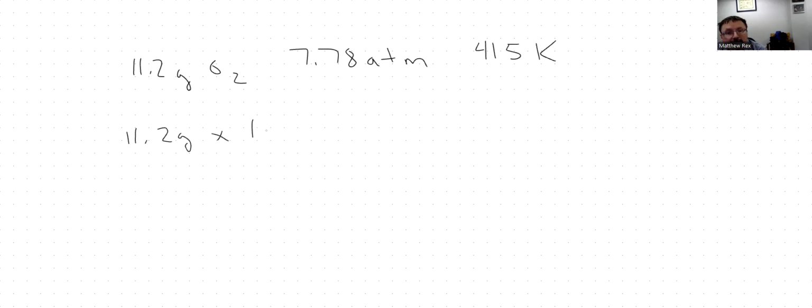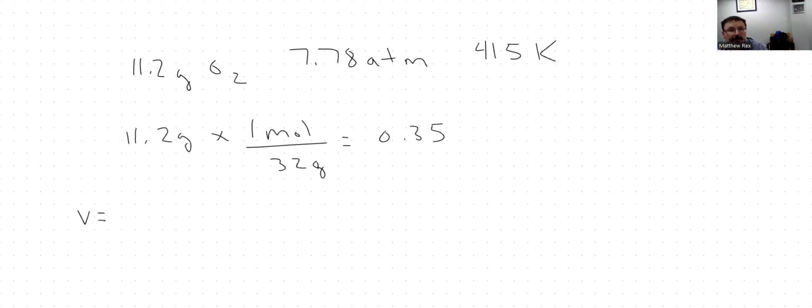And lastly, what's the volume of gas if we have 11.2 grams of O2 at 7.78 atmospheres at 415 Kelvin. So I need to know n, so we can solve for our only variable, V, the volume. So I have to divide the mass of O2 by its molar mass to find out how many moles that is. And it is 0.35.